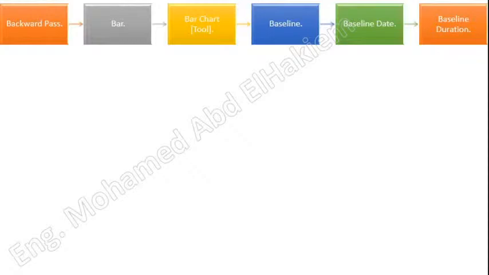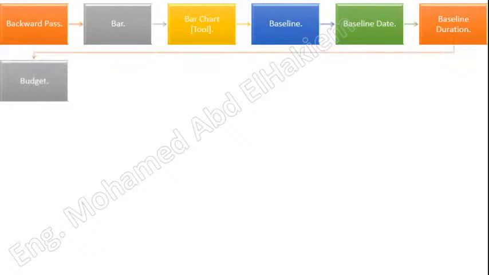Budget. The approved estimate for the project or any work breakdown structure component or any schedule activity. See also estimate. Calendar. A table or register of dates containing the days of each month and week in one or more years.